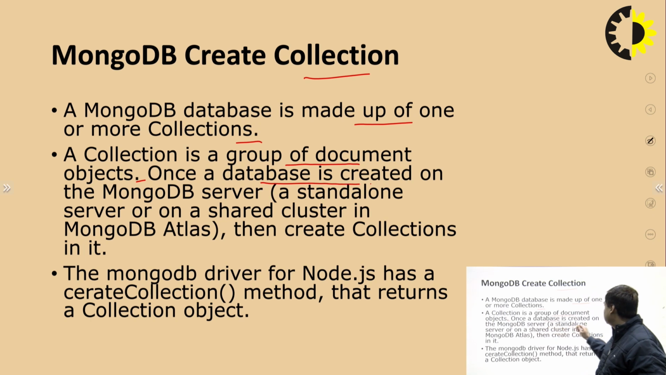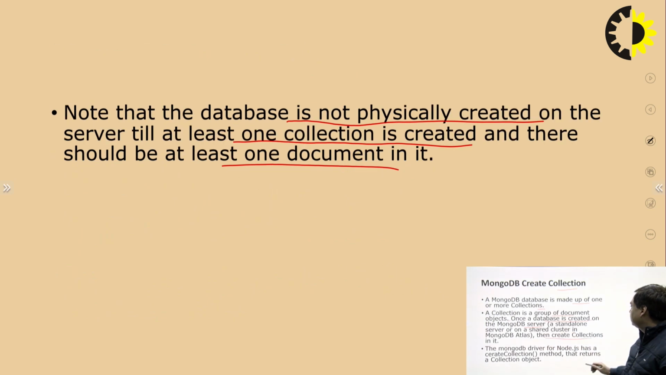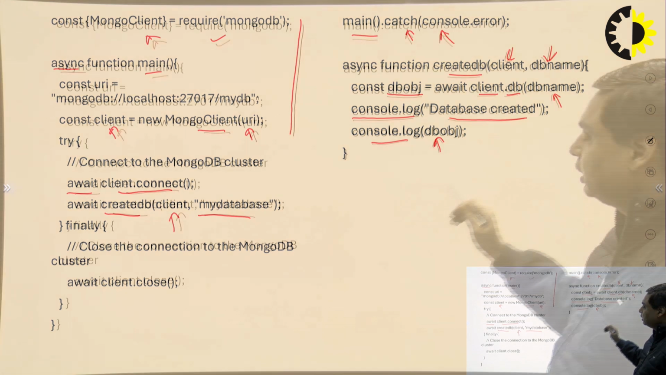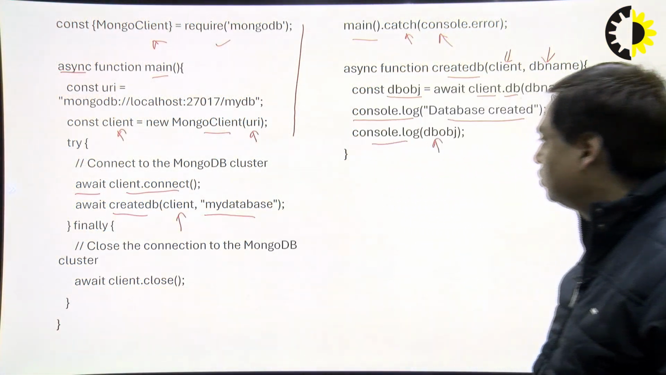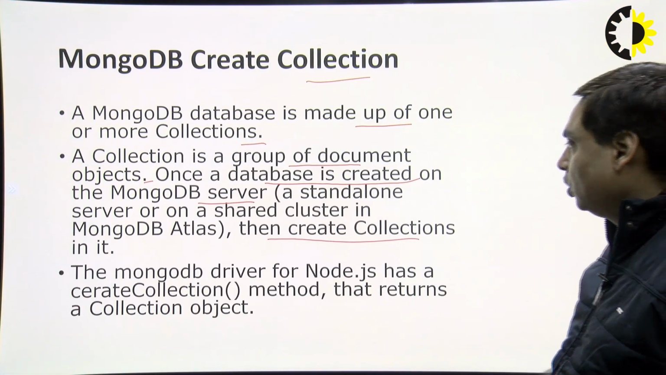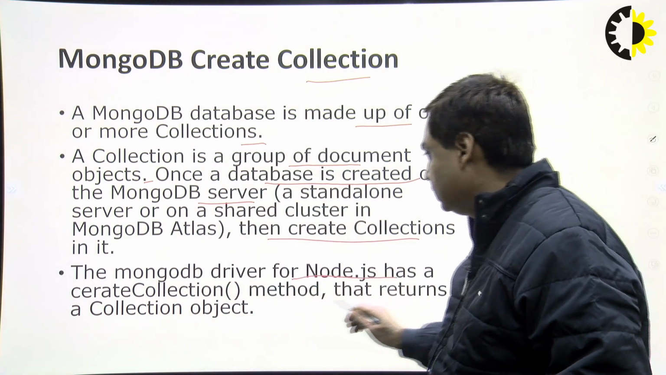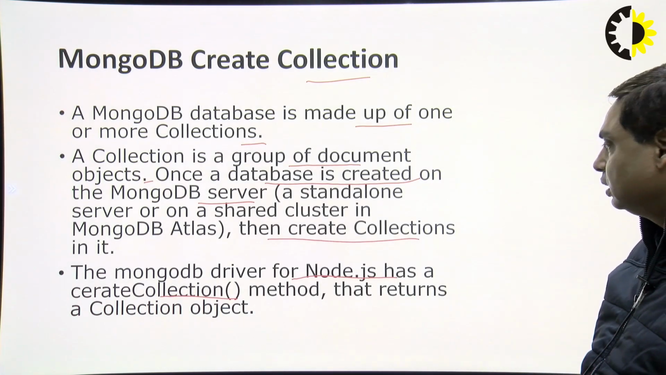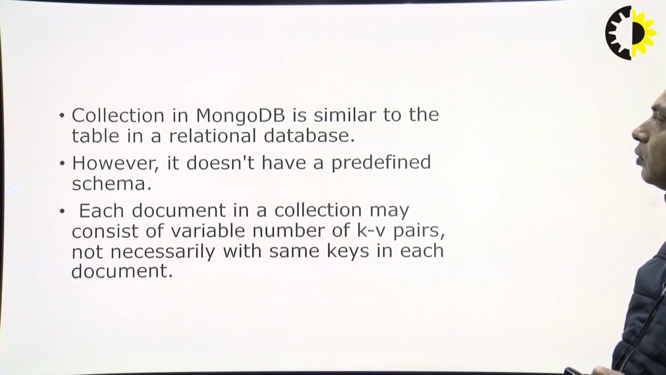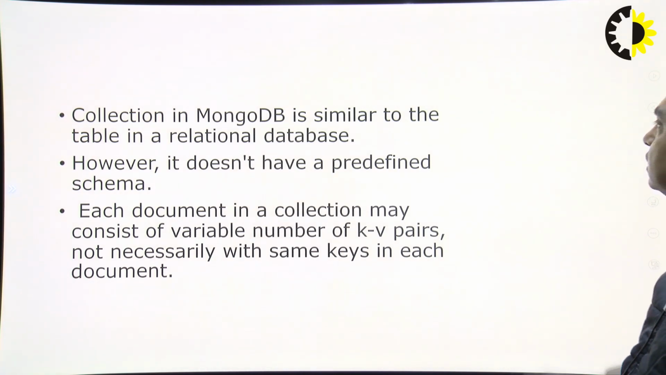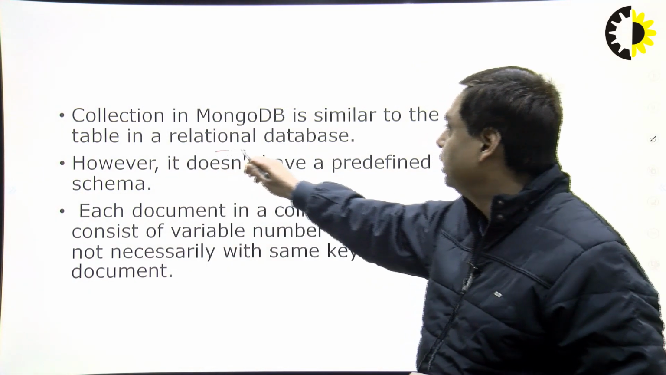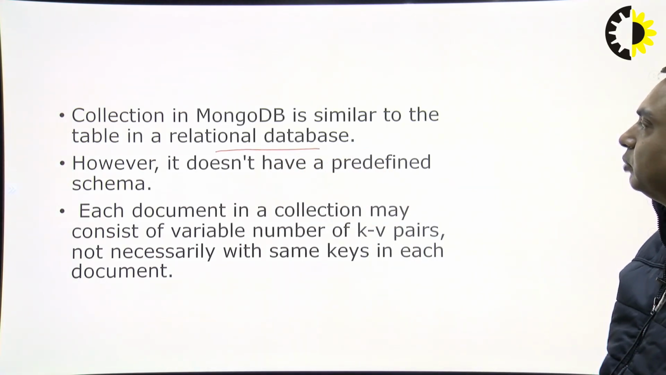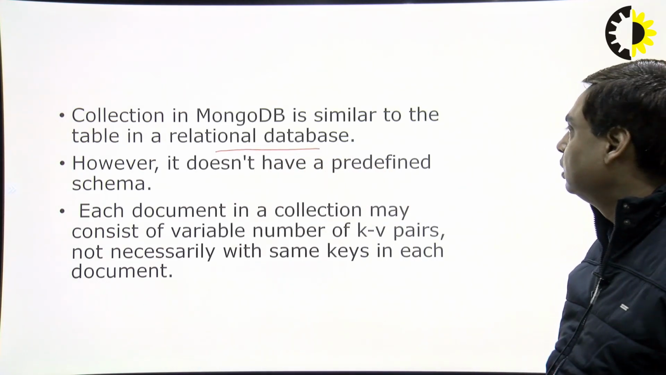Once a database is created on the MongoDB server, we then create the collection. We have created the database here, named my database. The next job is to create the collection. The MongoDB driver for Node.js has a createCollection function to create the collection that we will use in our program. Creating a collection in MongoDB is similar to creating a table in a relational database. It is just a comparison with the RDBMS.